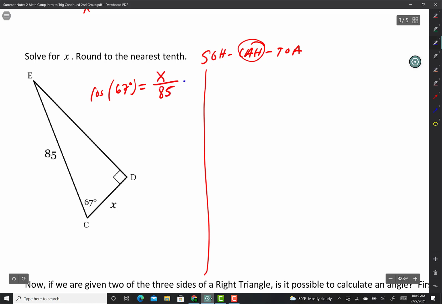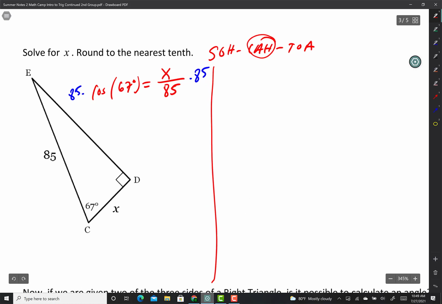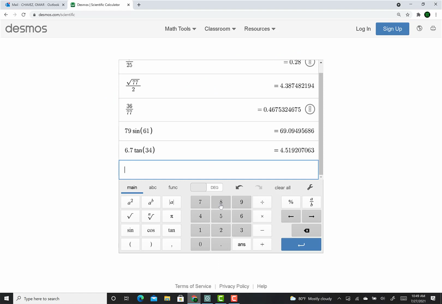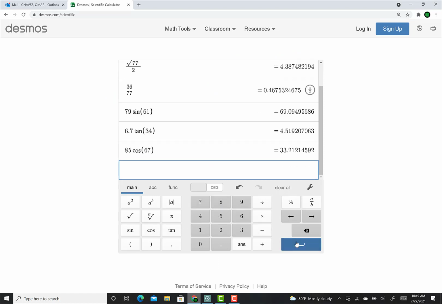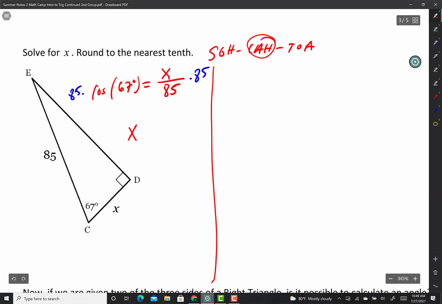Again, just like the others, times 85, times 85. So let's see what we get. 85 cosine 67. 33.2. Cool or not cool? All right, so let's draw another triangle, guys.